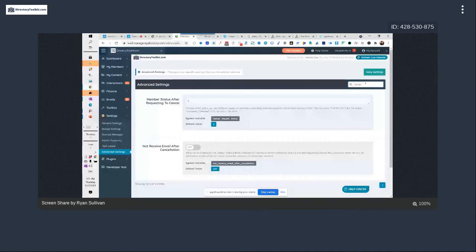You can choose what the membership status is changed to after requesting to cancel. So it's normally set to canceled or deleted. You can actually just make it on hold or not active instead. So it's kind of up to you. It just changes what it says in their dashboard, really. However you have that set up, you'll have the option of changing it.